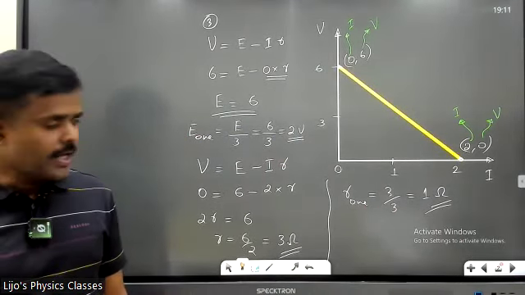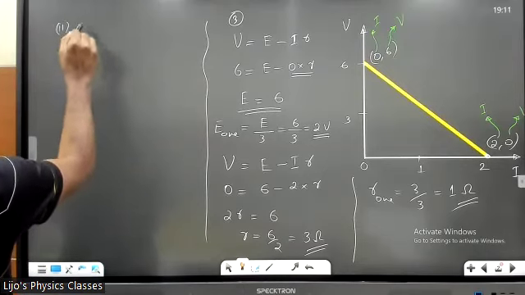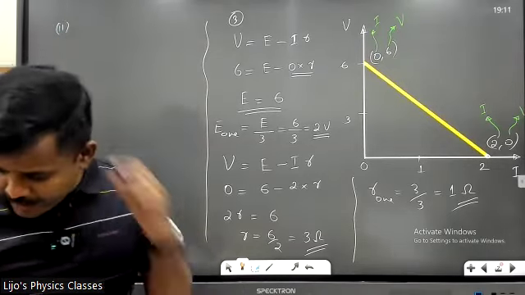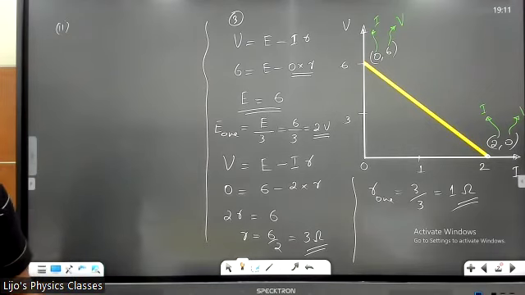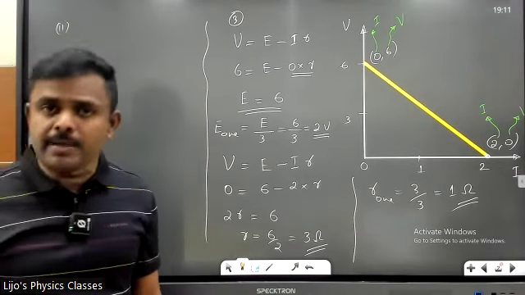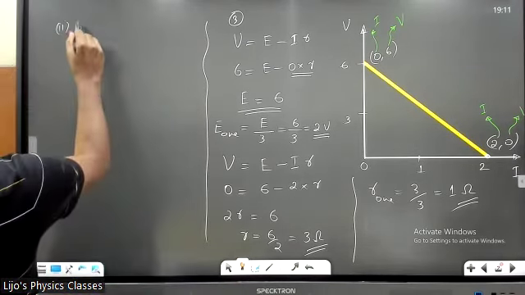All right. Once you are done, the next part. In the second part, they are asking you to find the current. Can you read the second part? For what current I will the power dissipation be maximum? Right. You can write maximum power when.